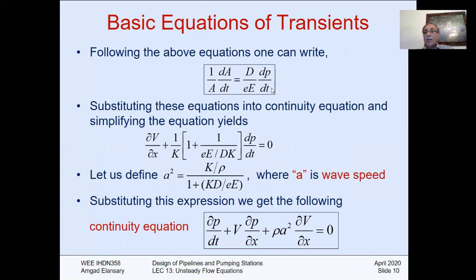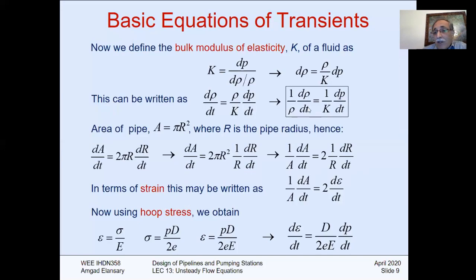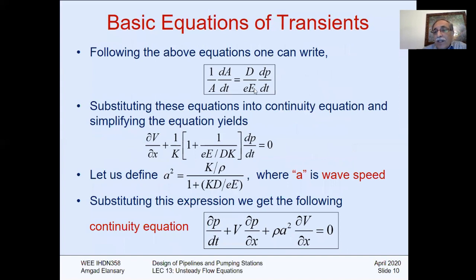Now I succeeded in replacing the two difficult terms, which are 1 over A dA by dt and 1 over rho d rho by dt, by 1 over K dp by dt and 1 over E dp by dt. I have to return to the continuity equation and substitute those two terms in their place here.